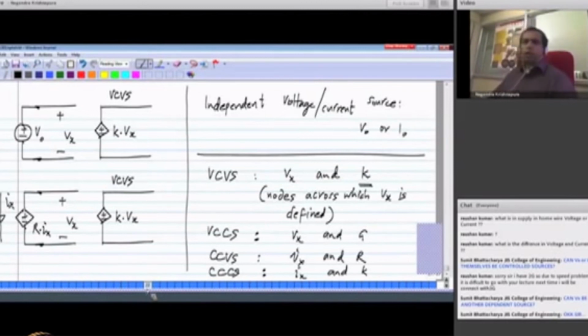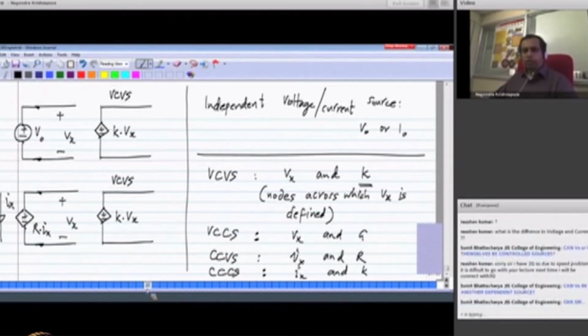Okay, now it looks like I finished with all the questions. Now my question for the participants is, are these sources linear? Okay, we discussed four types of control sources. Are they linear or not? According to the definitions I have given.